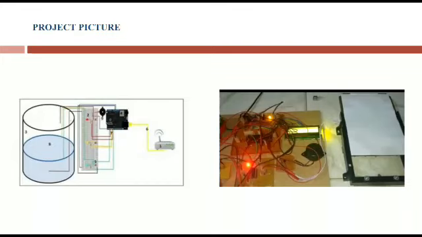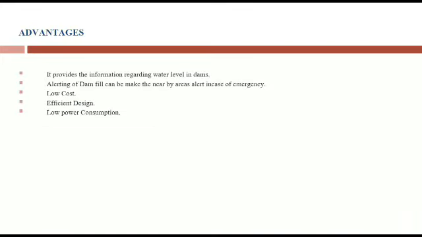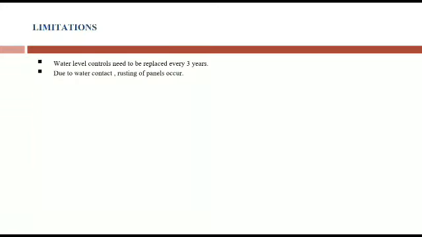This is our project picture. Advantages: low cost, efficient design, low power consumption, provides the information regarding water level in dams. Alerting of dam fill can make the nearby areas alert in case of emergency. Limitations are: water level controls need to be replaced every 3 years. Due to water contact, rusting of panels occurs.